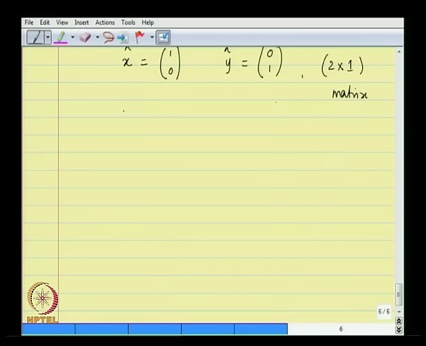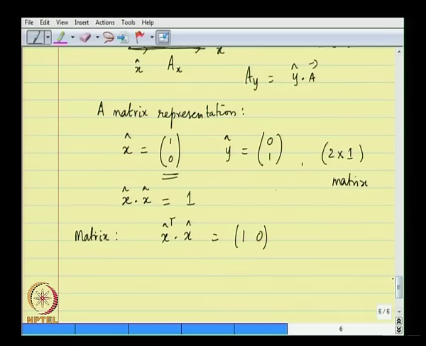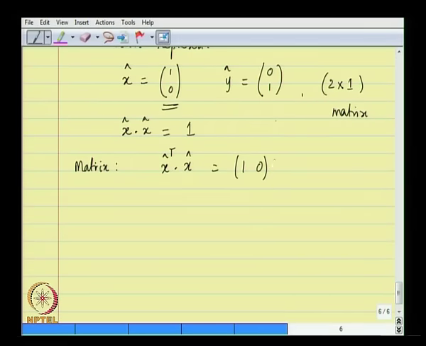When you say that the vector x is a unit vector, what it means is that the scalar product of x with itself is unity. In the vector notation, this is correct, but in the matrix notation, if I have to use the matrices, it has to be x transpose dotted with x, which is given by (1, 0), the transpose of the matrix (1, 0), with the matrix itself to give you the number 1.